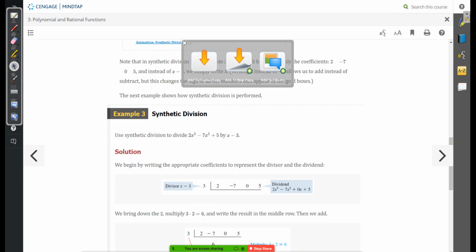I can use synthetic division because I have a divisor raised to the first power. So how do we set this up? Here's what we're going to do. We're going to write my divisor first, so it's x minus 3. Since it's a minus 3, I'm going to put a positive 3 right here, changing the sign, and put a little box around it. Then I'm going to write just the coefficients in descending order.